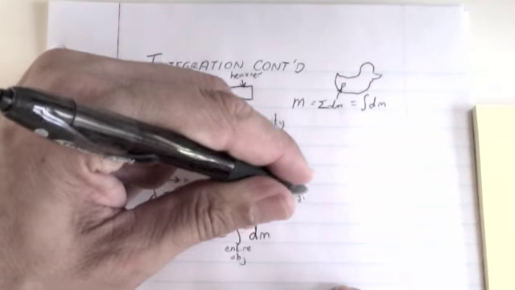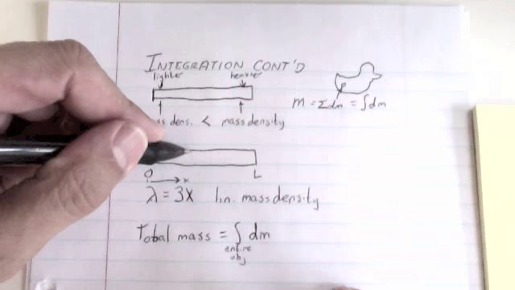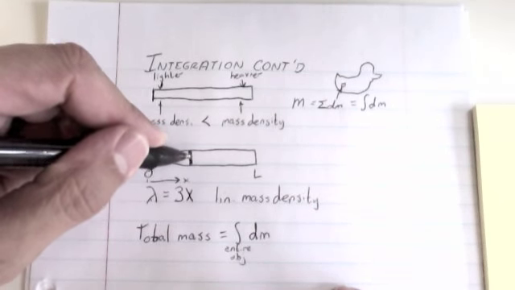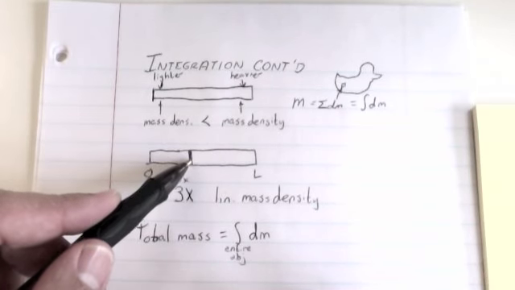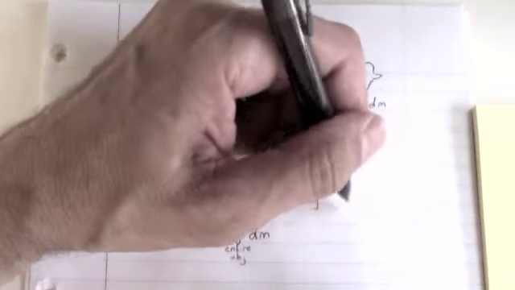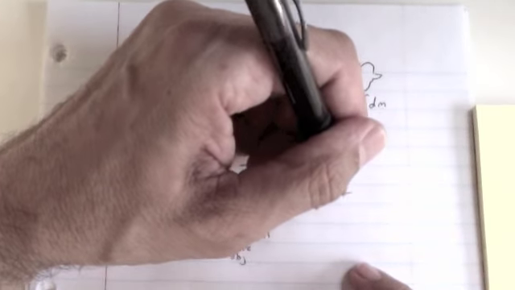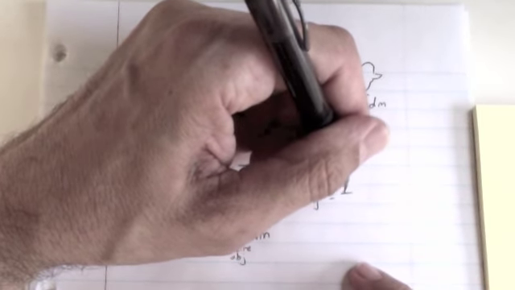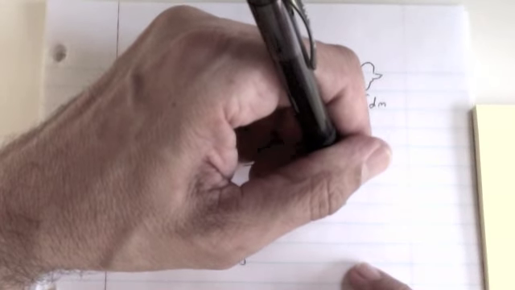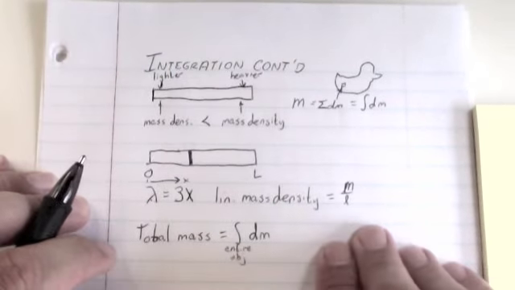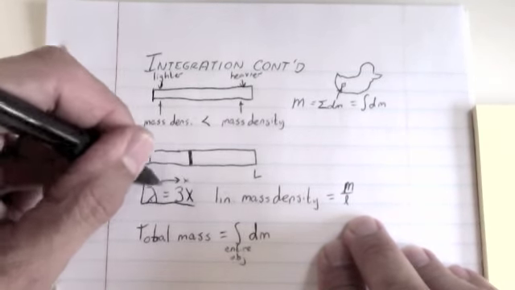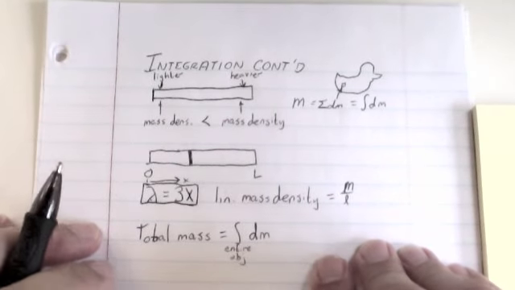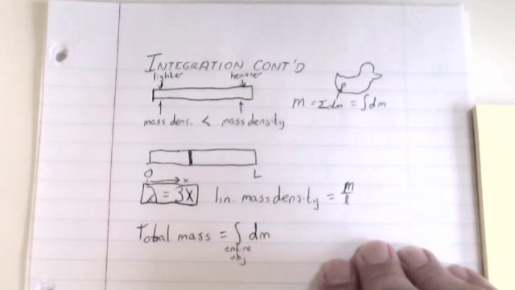So we know that for any chunk like this, we can figure out the mass. We just take the width of it, that length, and multiply it by lambda, mass per unit length. Now once again, it's irregular. Lambda equals 3x, and that's the problem. So we can't just take that 3x and do something with it.